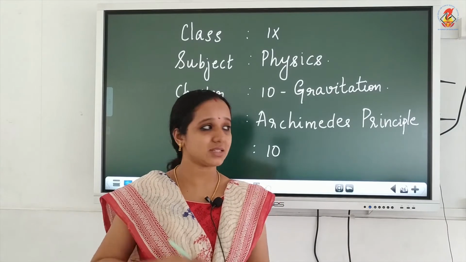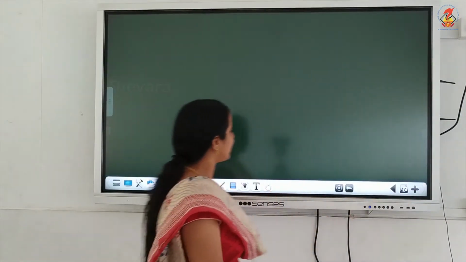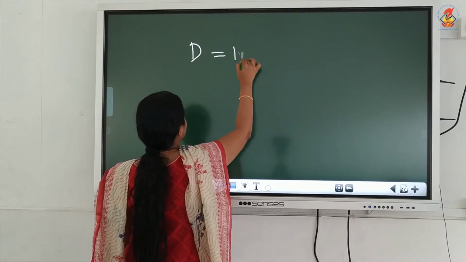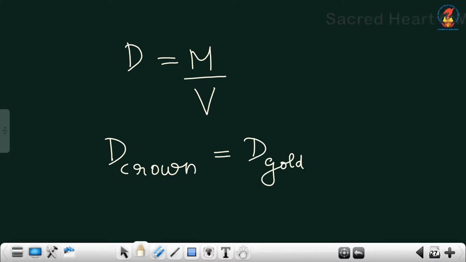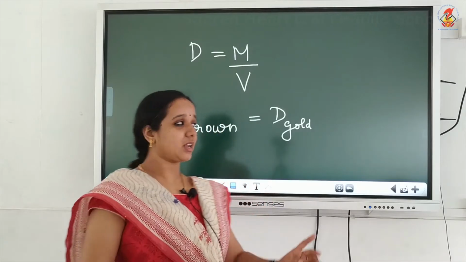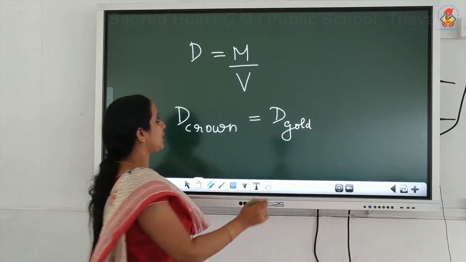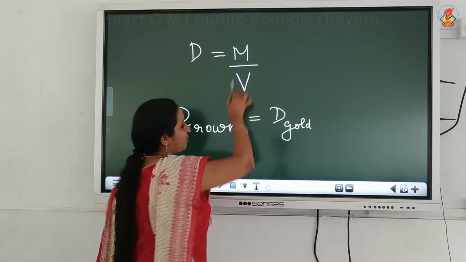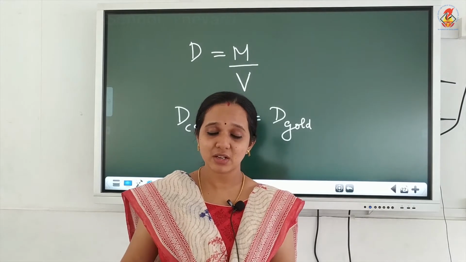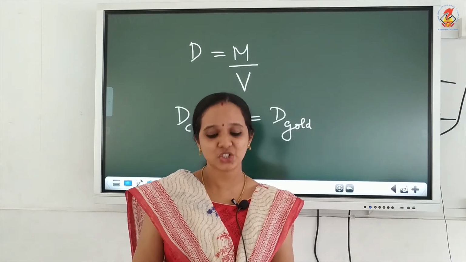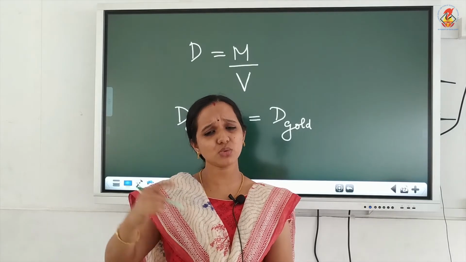We know density is determined using the formula density is equal to mass by volume. So, if we can find the density of the crown and if the density of the crown is equal to density of gold, he can clearly say that the crown is made up of pure gold. But in order to find the density of the crown, he needs the mass of the crown and the volume of the crown. Mass of the crown can be weighed very easily using a weighing machine. But finding the volume of an irregular shaped crown is difficult. So he thought about it.